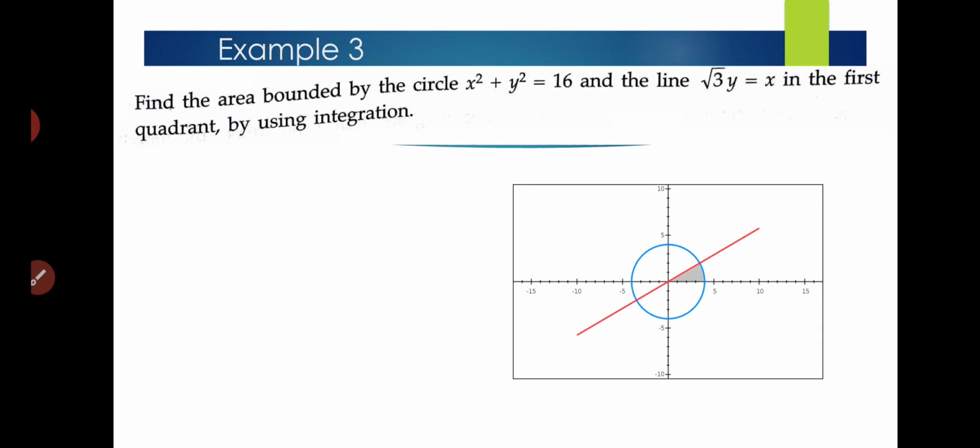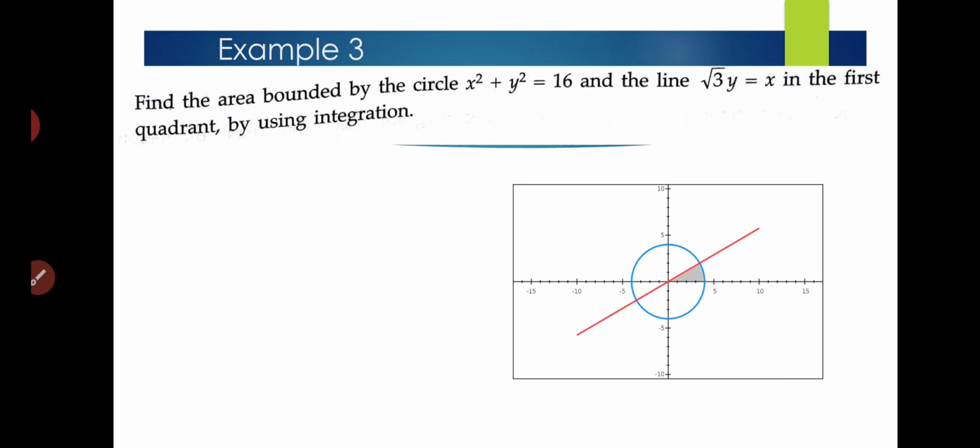So let me first draw the figure. Now it is told that I am supposed to find only the area bounded in the first quadrant, so I am not shading the portions which are beyond the first quadrant. So this is the area which we are going to find out.